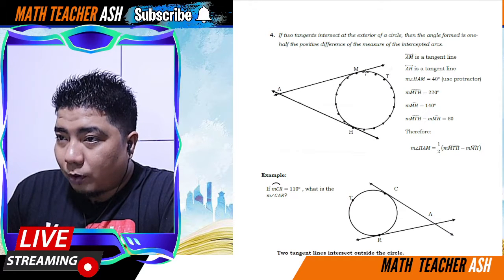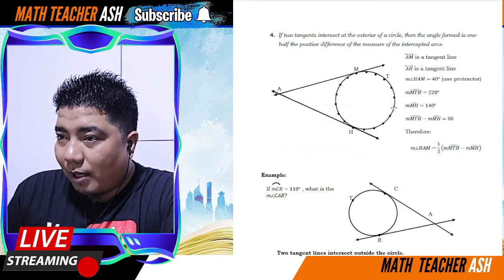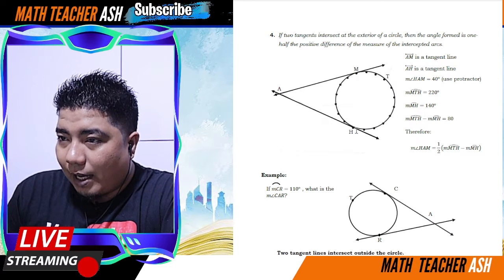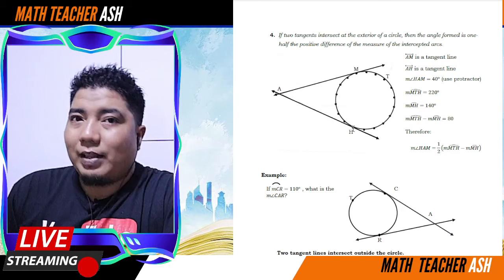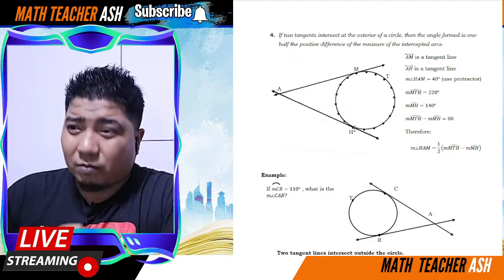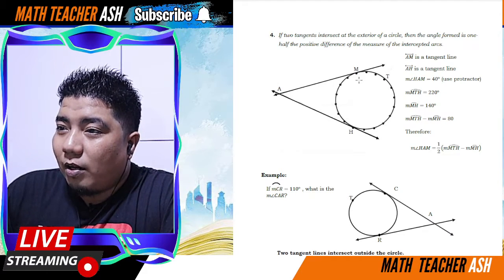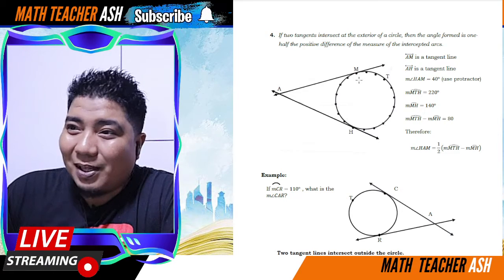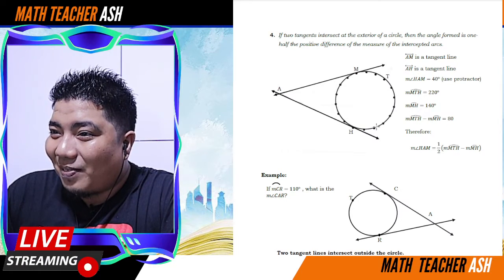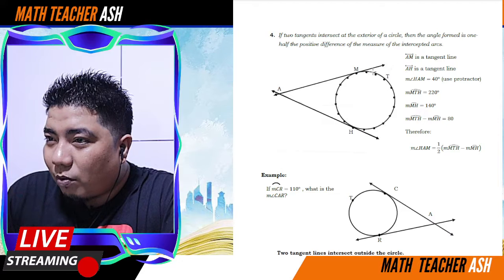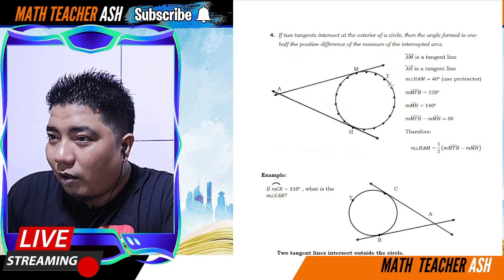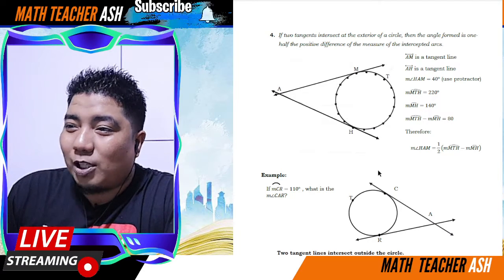So, ilan to? 1, 2, 3, 4, 5, 6, 7, 8, 9, 10, 11. 11 times 20 is 440. Okay. And then, 11 times 20. Tama, 11 times 20. Diba? 11 ba yun? 1, 2, 3, 4, 5, 6, 7, 8, 9, 10, 11. 11 times 20 is 220.